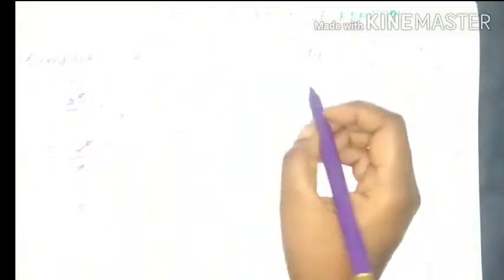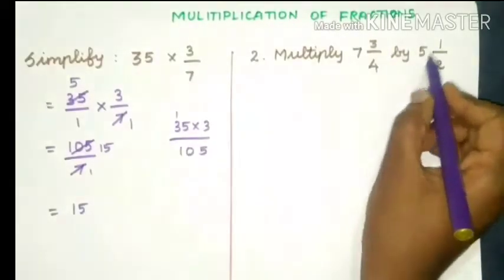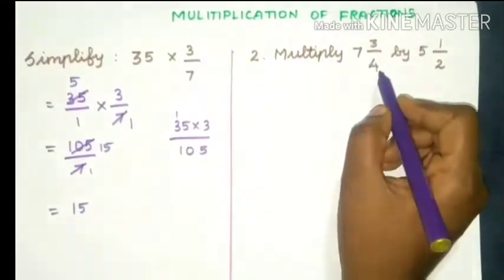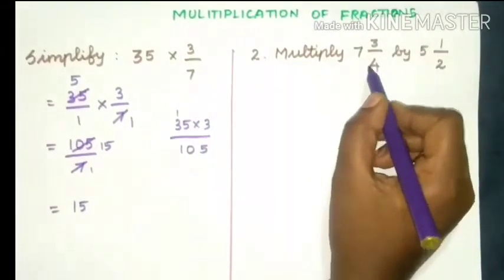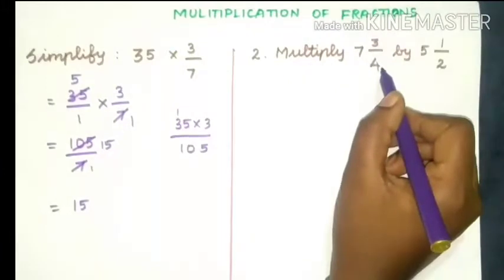Now let's solve the second sum. Multiply 7 3 by 4 by 5 1 by 2. First you have to change this mixed fraction into an improper fraction. 7 3 by 4 into 5 1 by 2.